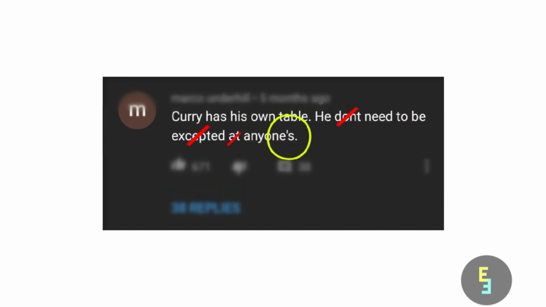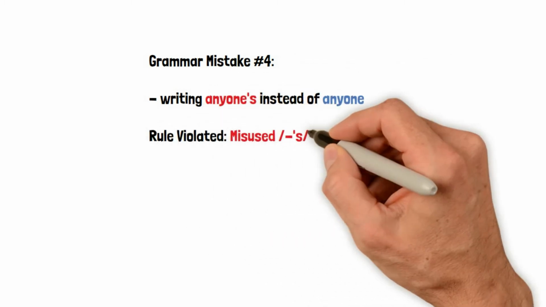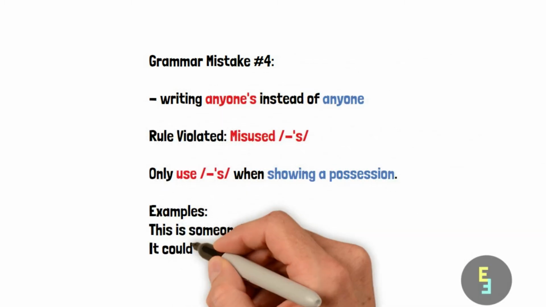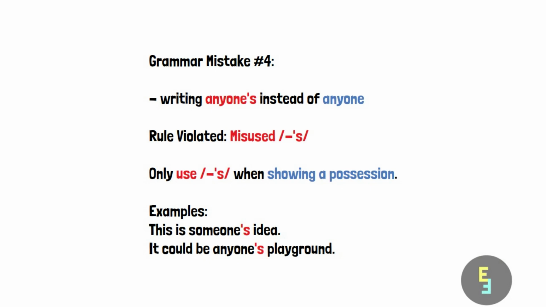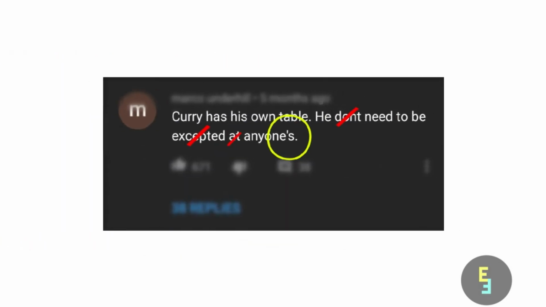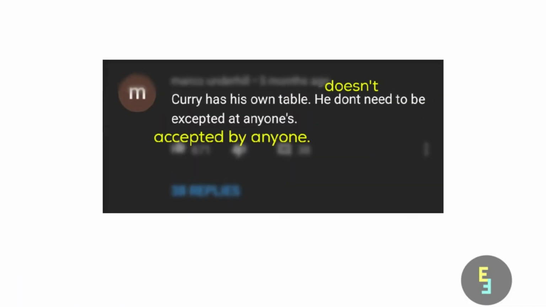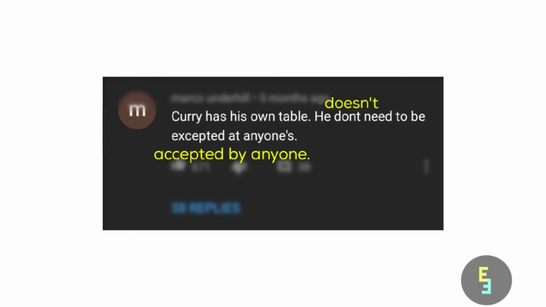Let's now go to the last mistake in this comment. Try to read it again. From a grammatical standpoint, the word anyone's in this comment is wrong. We only put apostrophe s if we want to show possession. For example, this is someone's idea. It could be anyone's playground. Looking at this statement, there's no reason to show possession. So, putting apostrophe s after the word anyone is wrong. Now, check out this corrected version of the comment. Do you agree with these corrections?